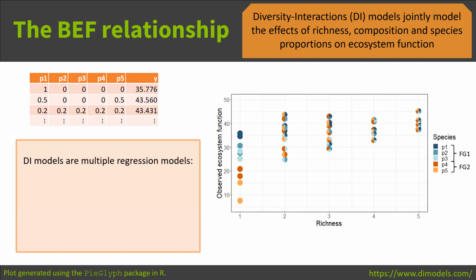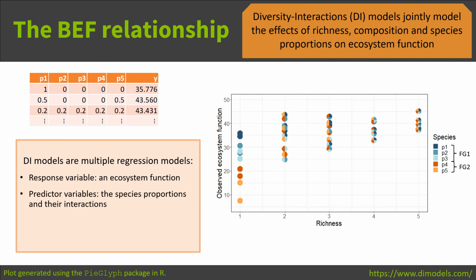Diversity interactions models are multiple regression models. The response variable is an ecosystem function. The predictor variables are the species proportions and their interactions. And there's no intercept because the species proportions sum to 1, and the model would be over-parameterized if there were an intercept.